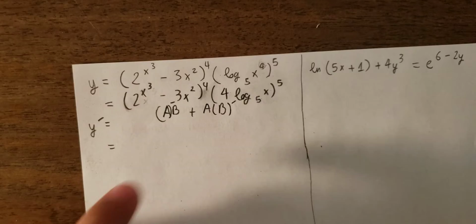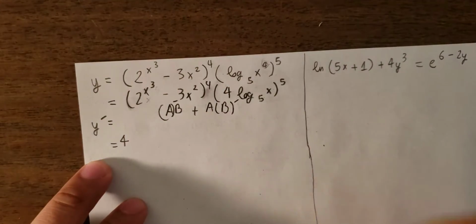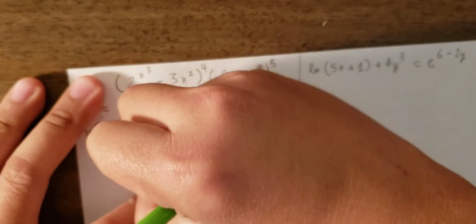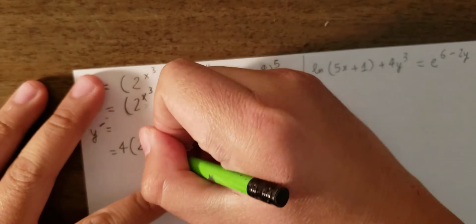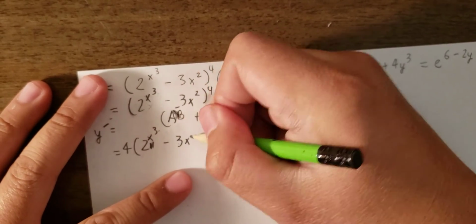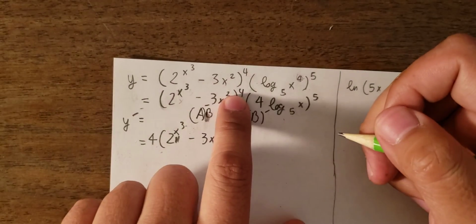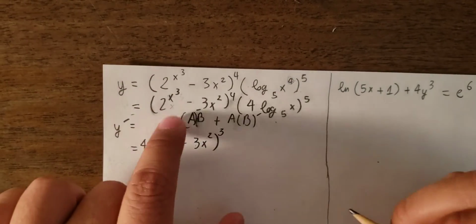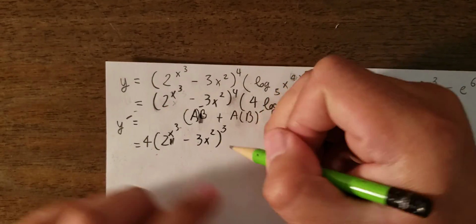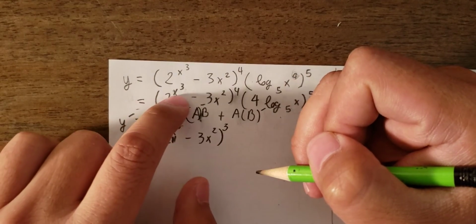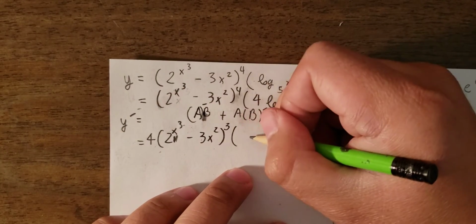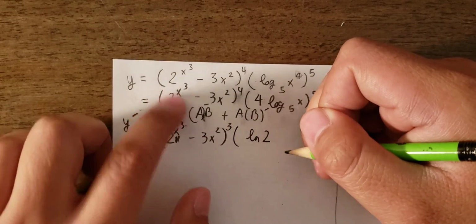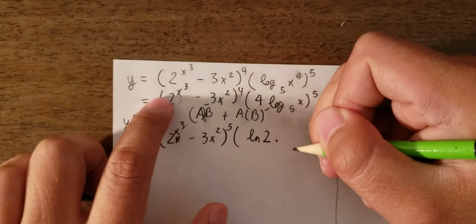We have power 4, so you put the number 4 in front, and you write 2^(s^3) minus 3s^2. Because we have 4, we need to minus 1, so that's why we have 3 here. Now we do the first derivative inside. The first derivative of 2^(s^3) gives log base e of 2, because s^3 is in the power, multiplied by 2^(s^3).